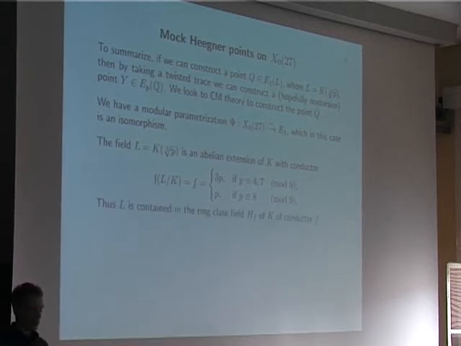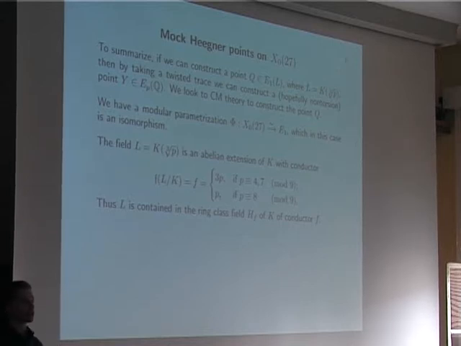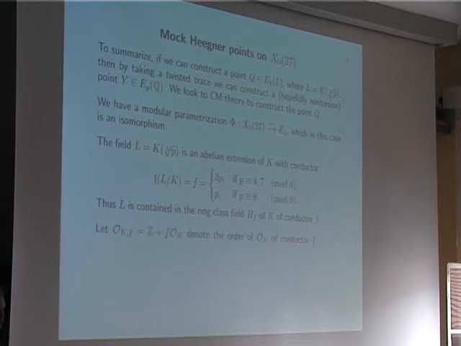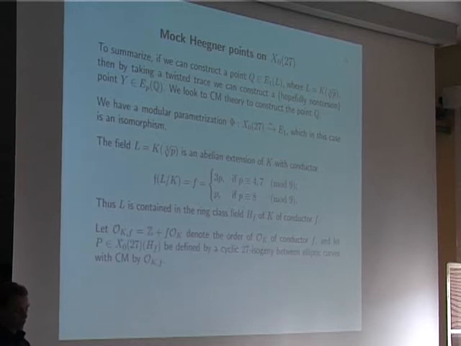All right, so what does that mean? By computing the conductor, what I've told you is that L is contained in the ring class field H_f of K of conductor f. So we saw an adelic description of that group today. You also, I guess, have to know the Galois group is dihedral, but anyway, that's okay. All right, so where does this ring class field come from? Well, we define this order, O_{K,f}, as just being the integers plus f times O_K. So that's the order of conductor f.